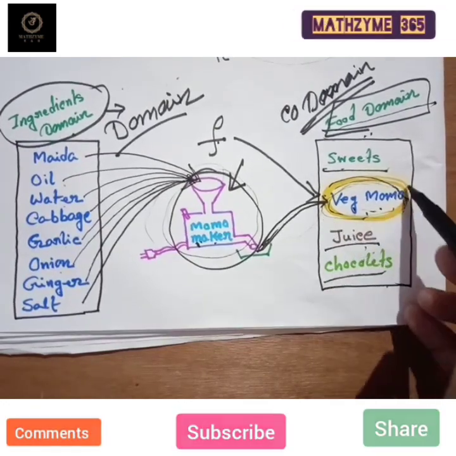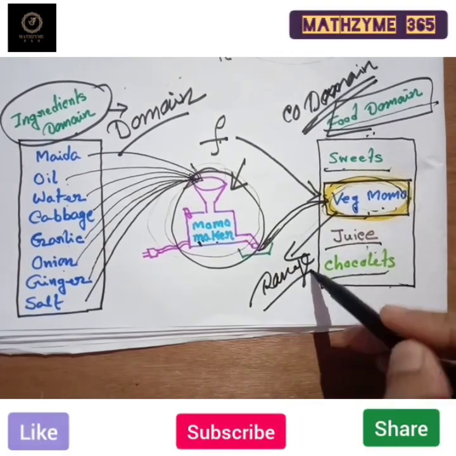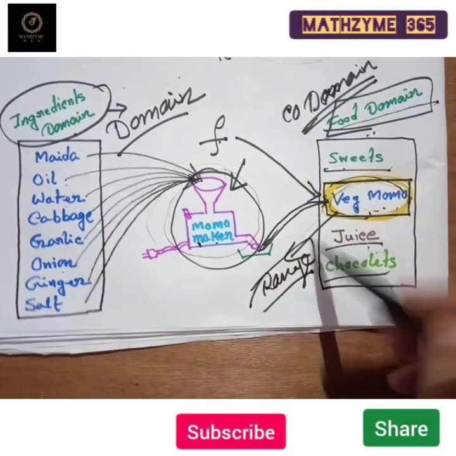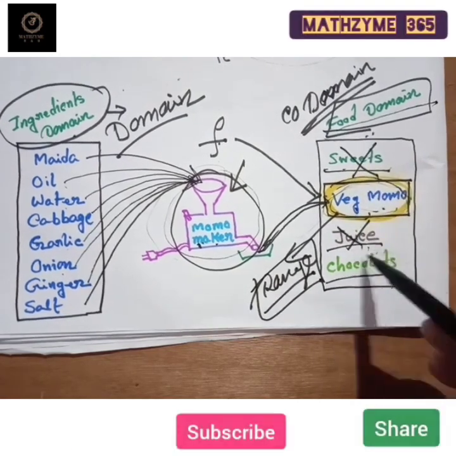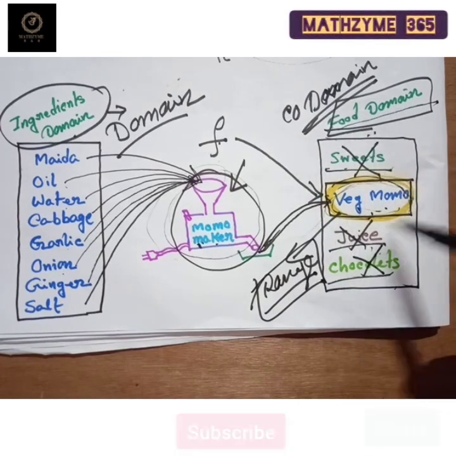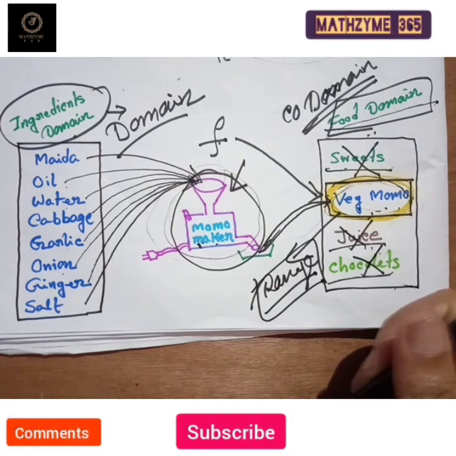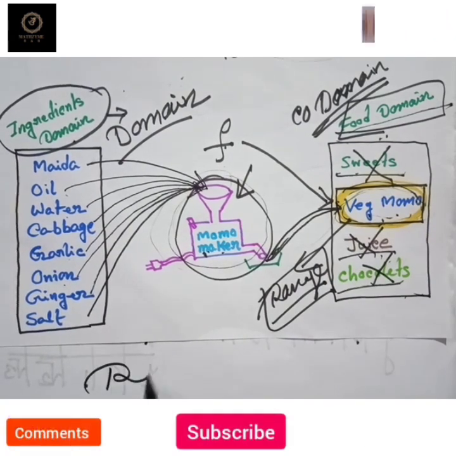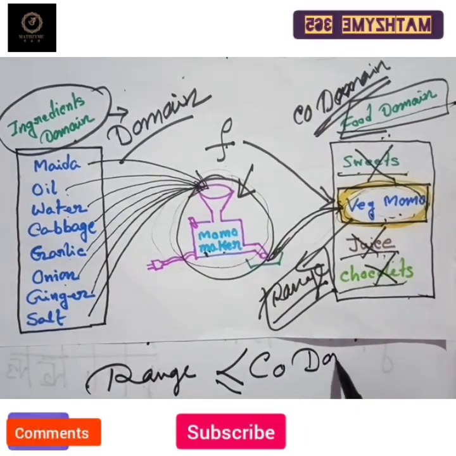Okay, co-domain, you must remember. And this particular veg momo, this box is the range. What we say is the range set. Hence it is clear that the co-domain is greater than the range. Now if we exclude sweets, juices and chocolates, then under the food domain there exists only veg momo, and hence the co-domain part and the range part are equal. Hence it is clear that the range is less than or equal to the co-domain of a function.